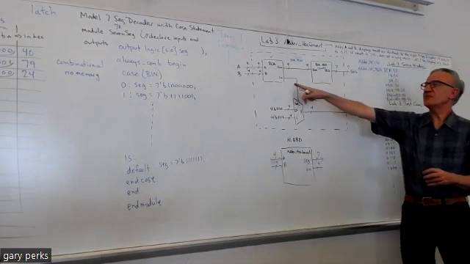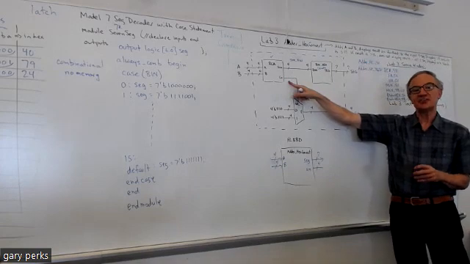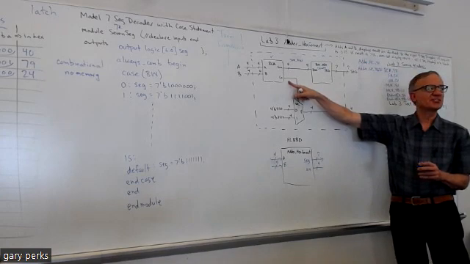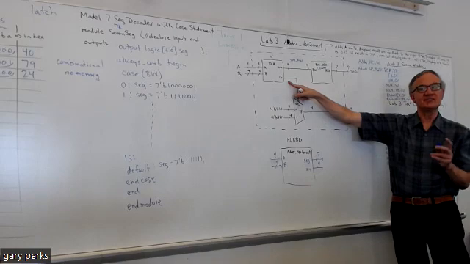Right, because if the carry out is zero, we know our result is less than or equal to 15. But if the result is greater than 15, what is the carry out going to equal? It's going to be a 1, right?